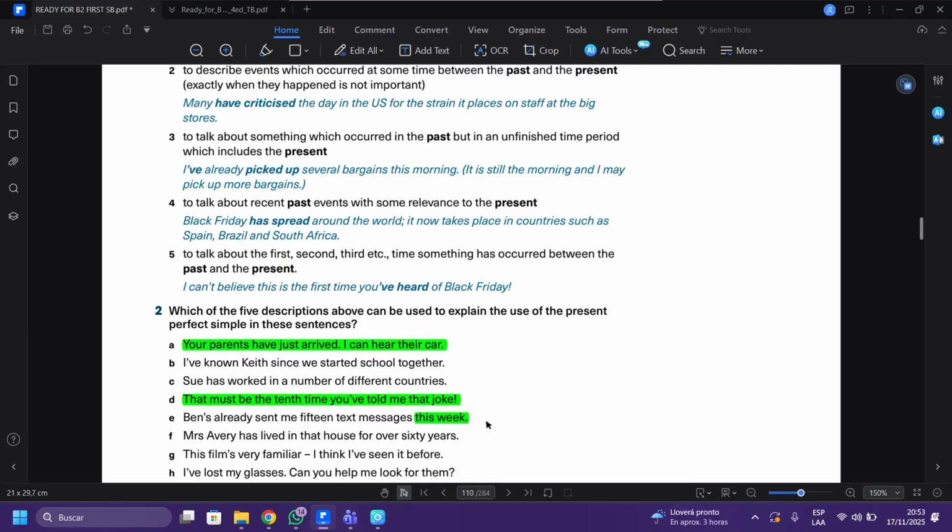Letter F. Yes, Mr. Avery has lived in that house for over 60 years. Someone has lived in that house for over 60 years. The number 2.